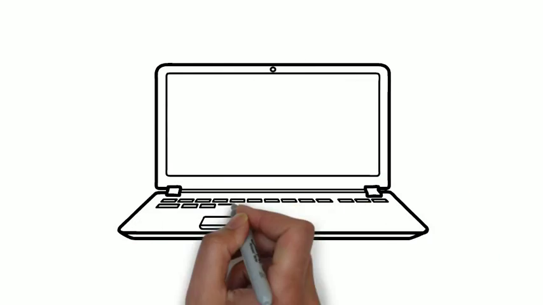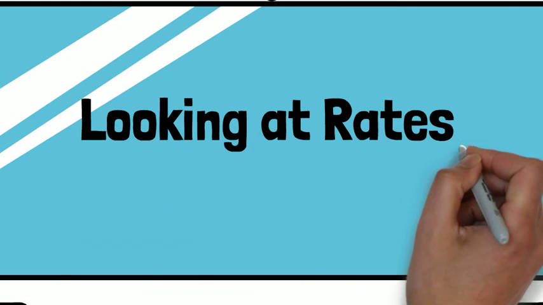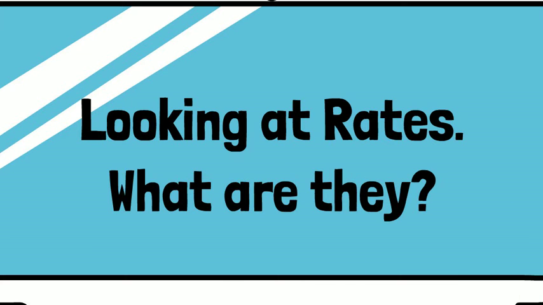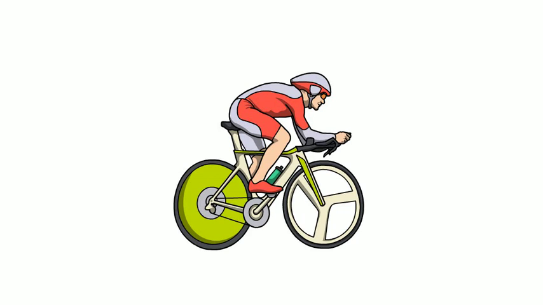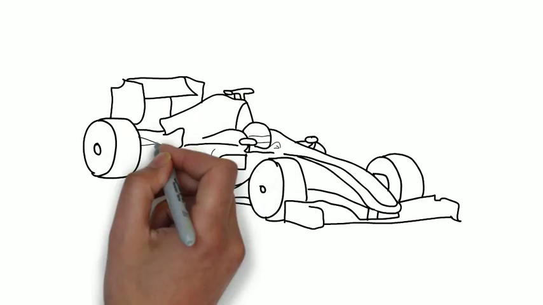We've had a look at ratios. Now let's move on and have a look at rates. What are they and how do they compare to ratios? The rate at which something happens, or the speed at which it happens, is compared to the time it takes. And that gives us a rate.